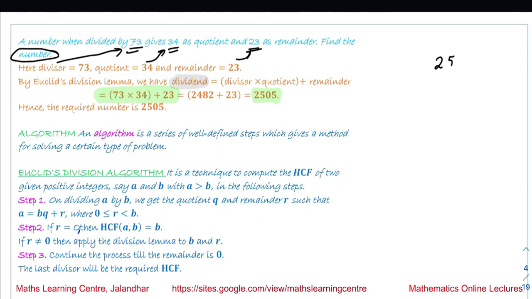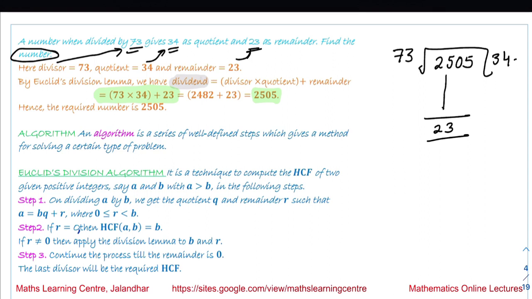It means if we divide 2505 by 73, the quotient that we will get is 34 and the remainder that we will get is 23. Now one thing is clear: if we are dividing these values, till when will we divide? When this value becomes less than this.